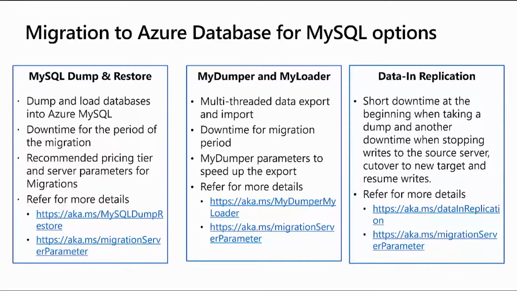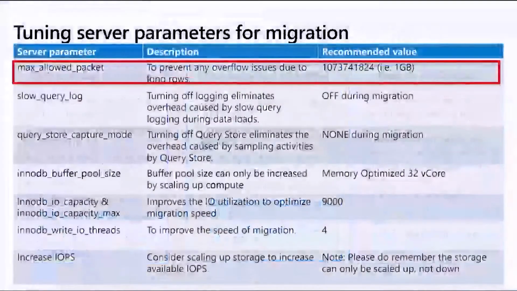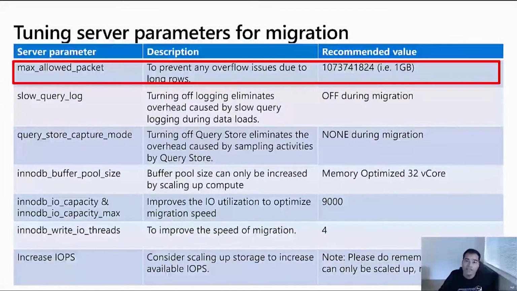Next, let's move to the server parameter recommendations, which I was mentioning while discussing all the options for migration, which include MySQL dump and restore, MySQL data-in replication, and MyDumper and MyLoader. These server parameters have recommended values, and we recommend them so that you can have a faster data load with Azure Database for MySQL.